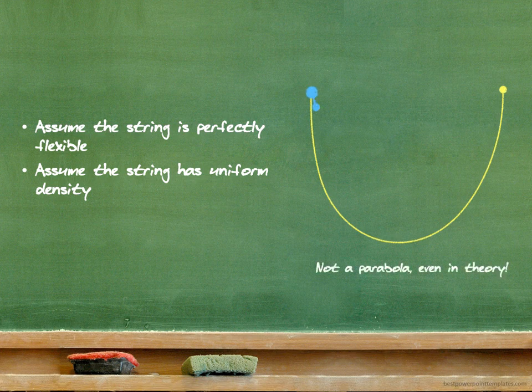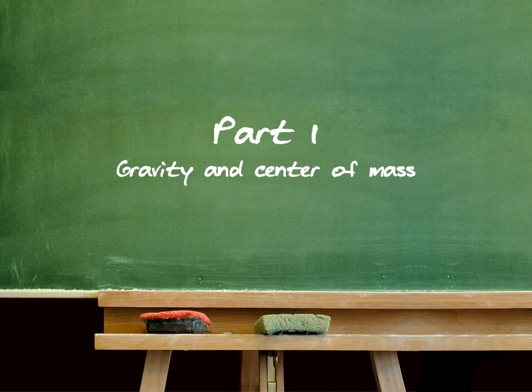Given these assumptions, I would have assumed that the correct shape would be a parabola, but this is not correct. A parabola is a little bit skinnier than the actual shape of a hanging string, and it's not due to some defect in the real-world string that I used. Even in theory, it's not a parabola, as we'll see. In order to figure out the shape of the string, we're going to need some inputs from physics. Specifically, we're going to need to start by talking about gravity and center of mass.